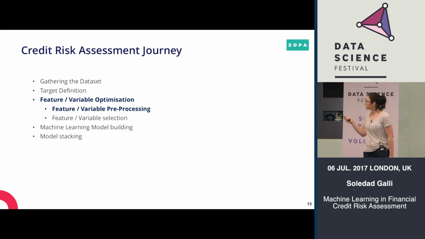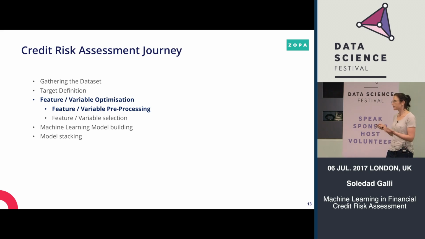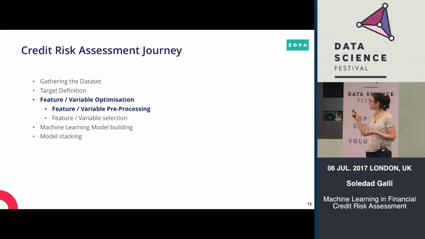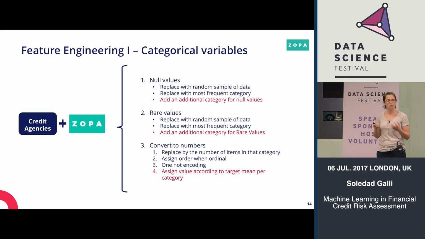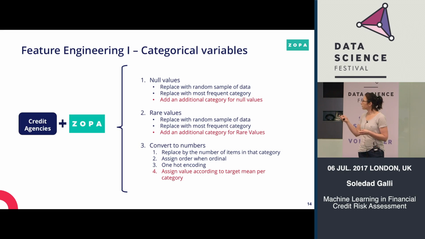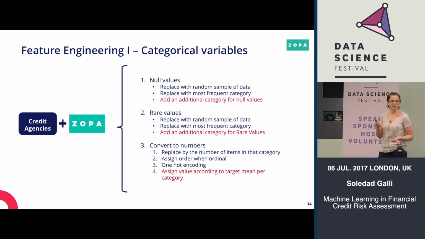So the next step is the feature or variable optimization, in other words, data cleaning and data preparation. So basically, it's about shaping up the data set so we can use it in our machine learning models. There are mainly 2 types of variables. We have categorical variables and numerical variables.